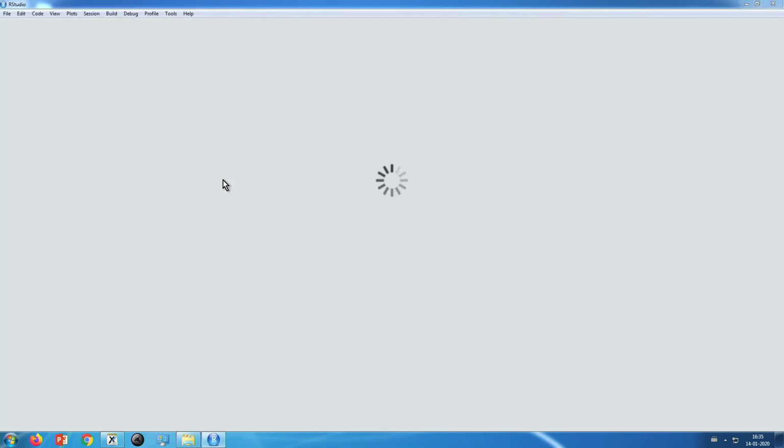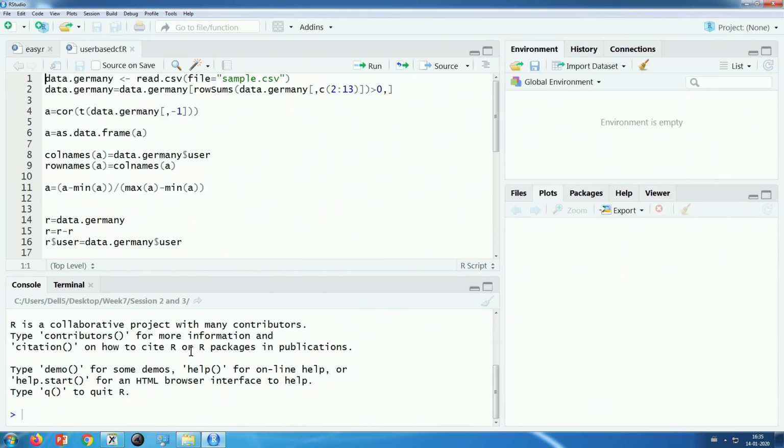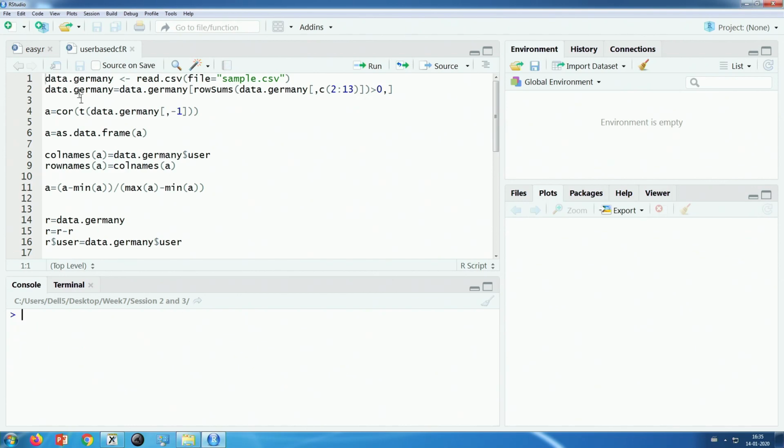Using the same data set, we will create how two users are similar to each other, and based on that we will try to find out whether certain movies, or in this case certain songs, can be recommended to a particular customer or not. So the data set, if you see, is the same.